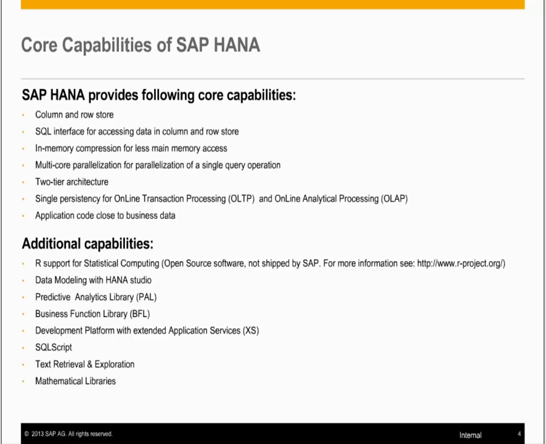Additional capabilities of SAP HANA are R support. R is a language for statistical computing. This is open source software which you have to install separately from SAP HANA. So it's built in, but you need to install it because it's not shipped with the SAP HANA software. Then you have the possibility to do data modeling with the SAP HANA Studio. We provide some libraries, for example, for predictive analytics, business functions, and mathematical functions, as well as a kind of development platform with the so-called Extended Application Services, or XS. And we have our own script language which extends the possibilities you have with native SQL. That's called SQLScript.